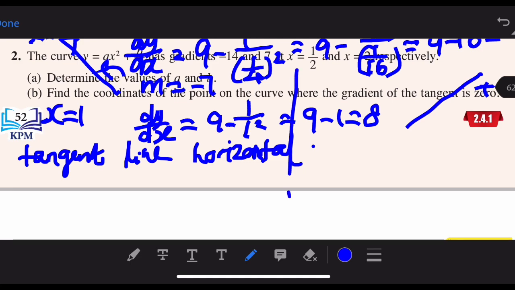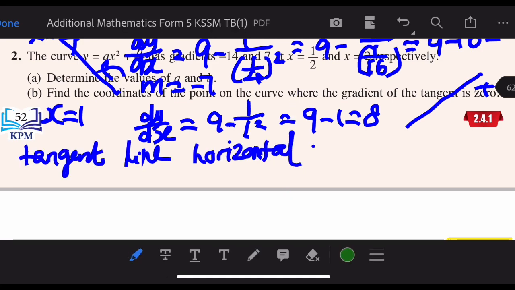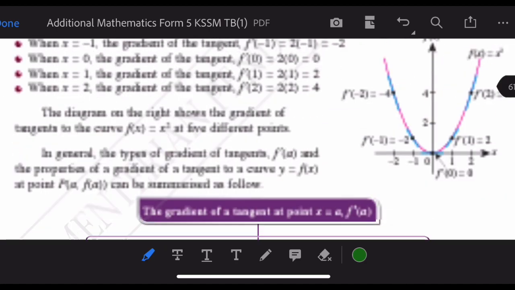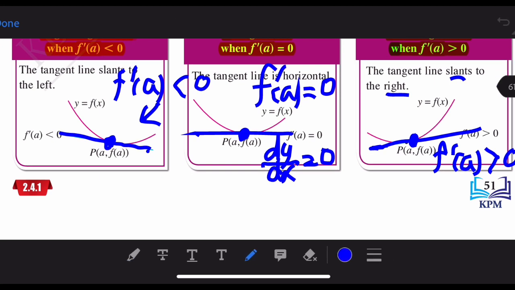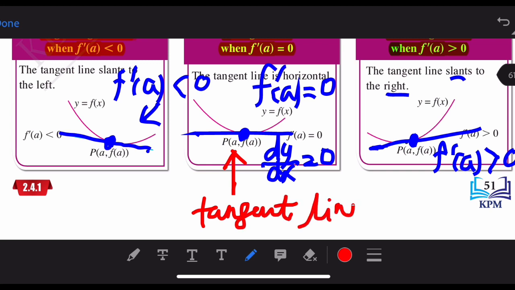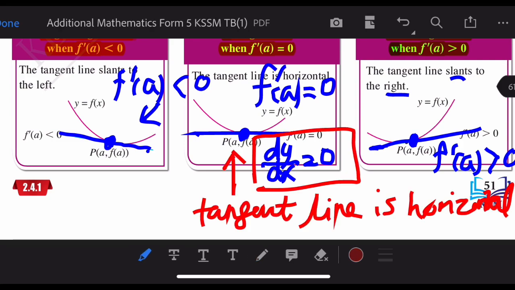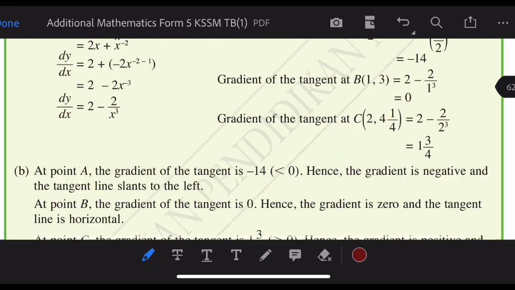I just revise back. Yes, this case is actually the case that I want to highlight to you. This is the so-called tangent line, the blue line, which is horizontal, right? So when it is horizontal, you must let dy/dx equal to 0, or first derivative equal to 0.